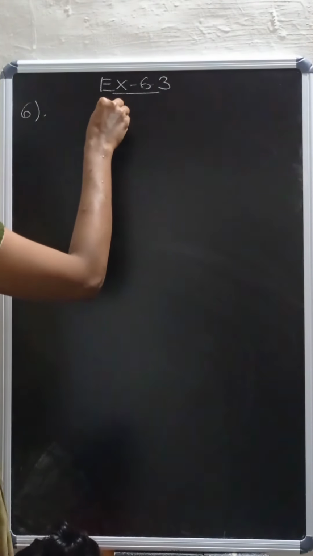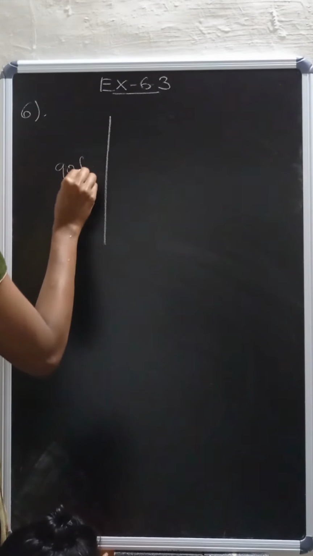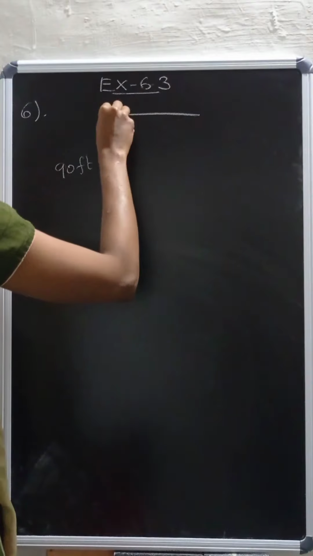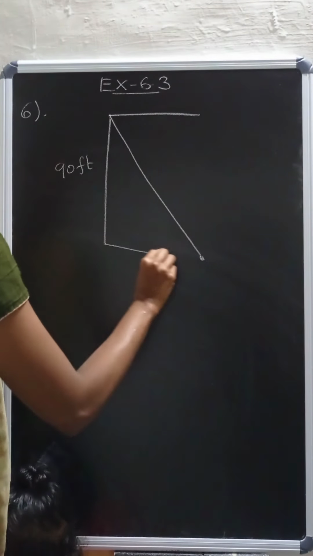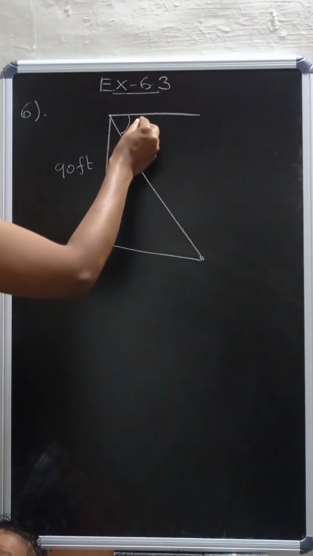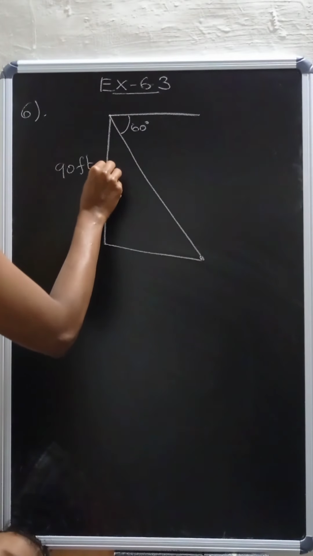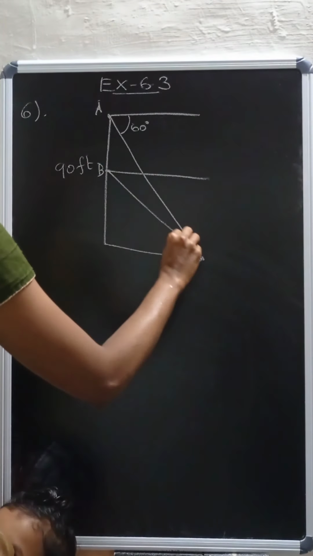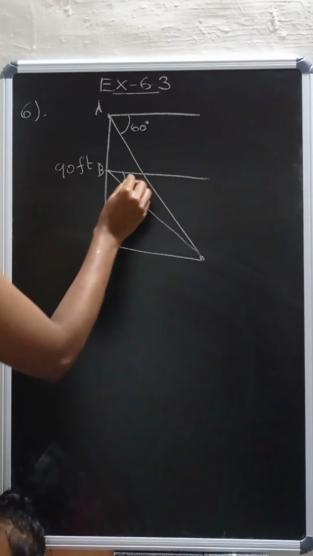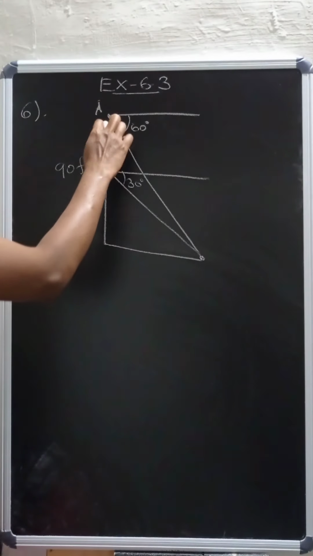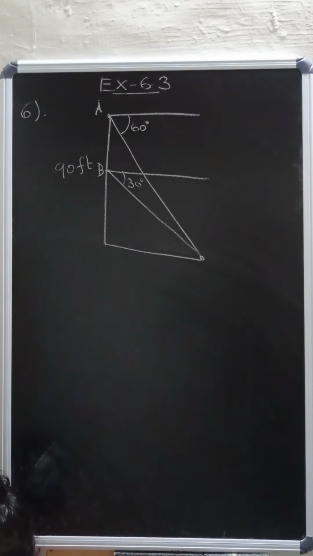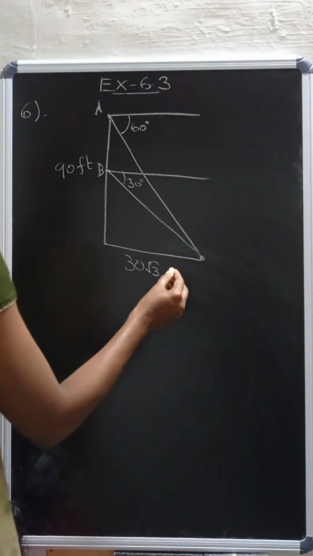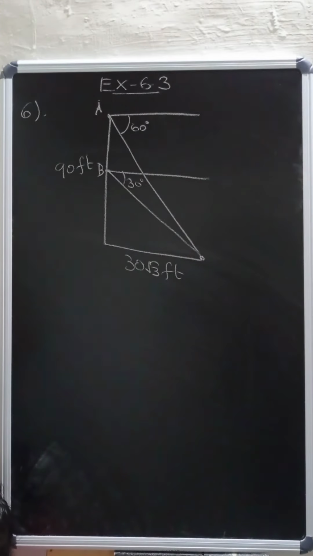A lift in the building of height 90 feet with transparent glass walls is descending from the top of the building. At the top of the building, the angle of depression of a fountain in the garden is 60 degrees. 2 minutes later, the lift travelled to this place, from A point to B point. And from here, the angle of depression of the fountain is 30 degrees. So the time taken to travel from A to B is 2 minutes. If the fountain is 30√3 feet from the entrance of the lift, then find the speed of the lift which is descending.